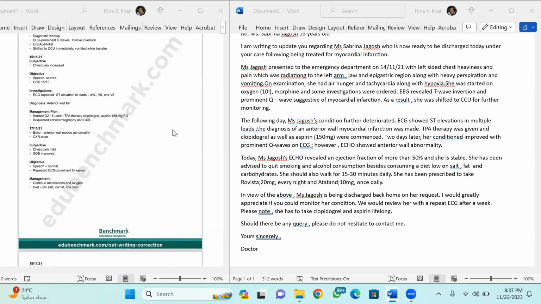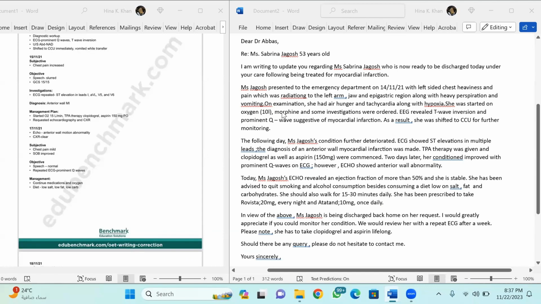So this is the pattern of the discharge letter: introduction, admission, hospital, then today's status, and then in view of the above, you conclude the letter. An update letter is the same as this discharge letter. I will find one update letter also and, inshallah, try to do that too, but it's the same, because again you are just going to refer the patient back to the GP.